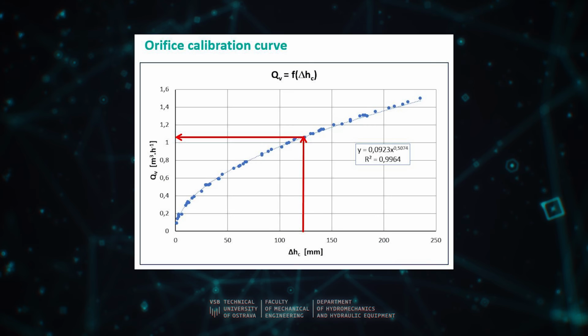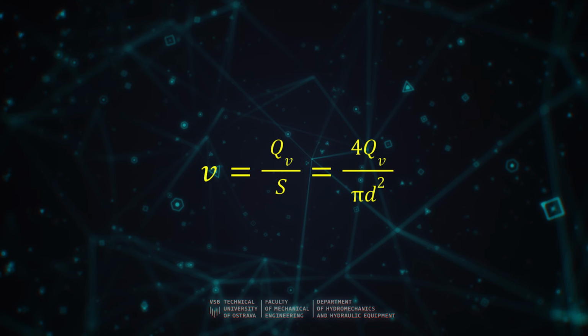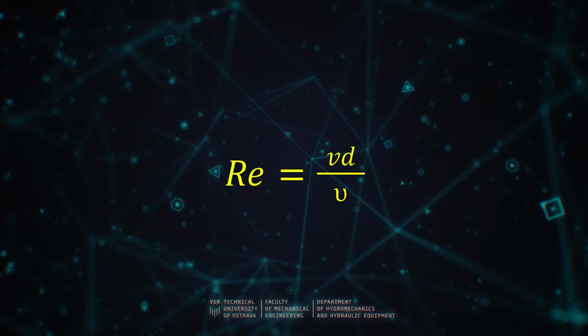We read the volume flow from the calibration curve of the orifice on the basis of measured height loss, delta HC. Be aware of the units in which the orifice loss and the volume flow are indicated. We determine speed from the continuity equation. In this calculation, it is necessary to substitute the internal pipe diameter. Values are given in the specification of the elements. We next determine the dimensionless Reynolds number.